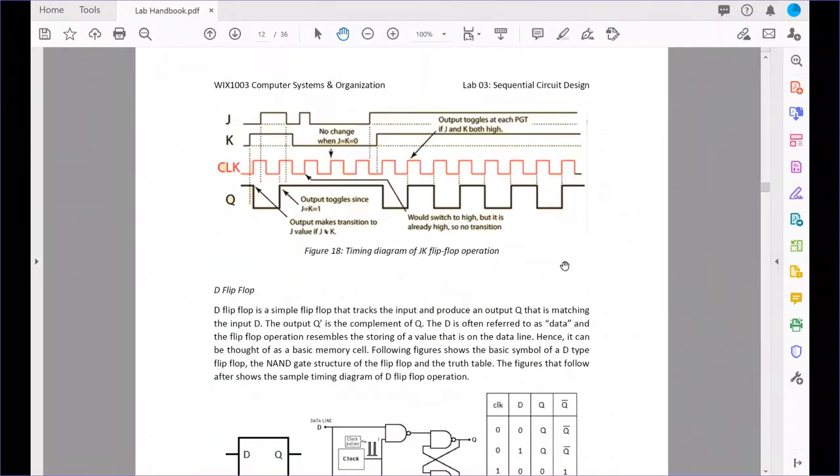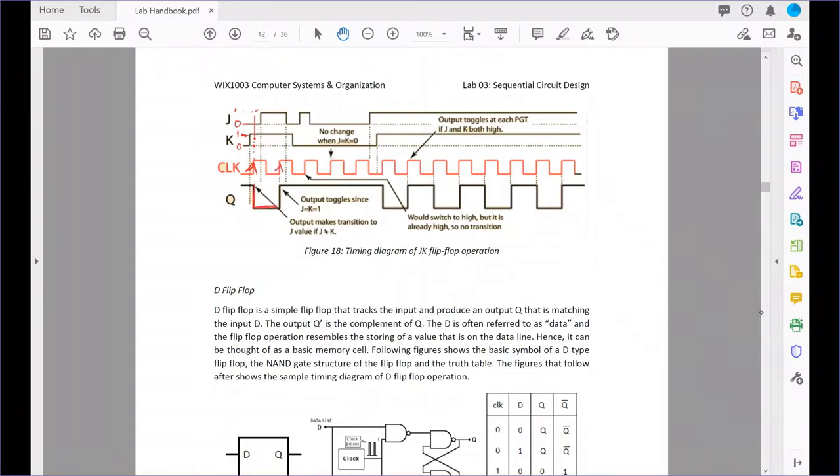Here is a timing diagram of this JK flip-flop. We only look at the positive edge of the clock. This is a positive edge of the clock. At this point, we look at what J and K are. J is 0 here and K is 1. So it's 0, 1, so your Q should go to 0. That's why it dropped to 0.